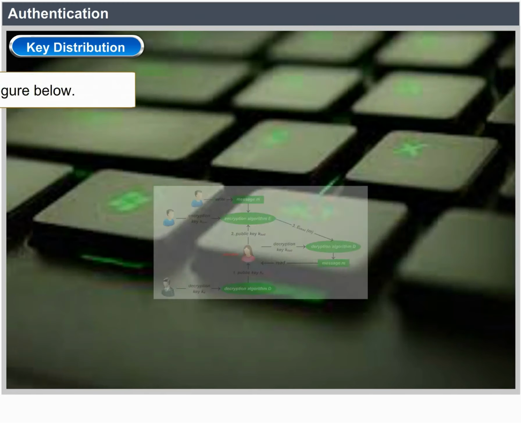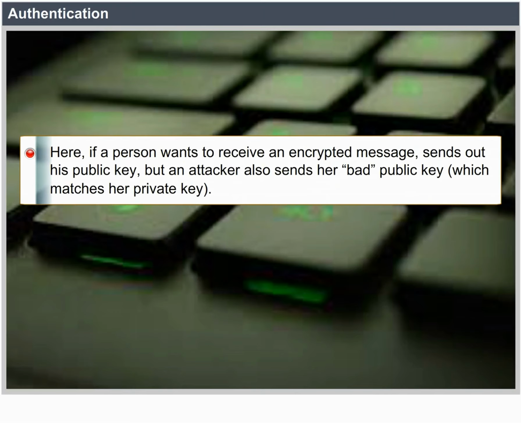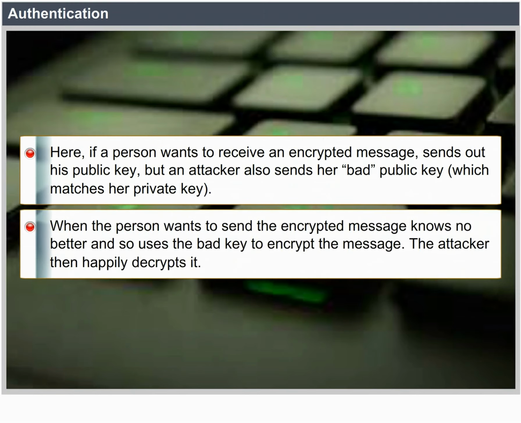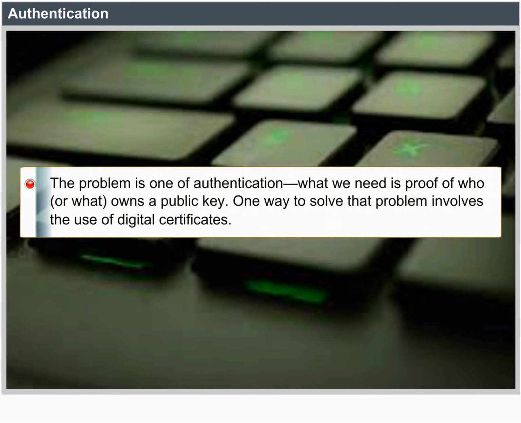Here the person who wants to receive an encrypted message sends out his public key, but an attacker also sends her bad public key which matches her private key. The person who wants to send the encrypted message knows no better and so uses the bad key to encrypt the message. The attacker then happily decrypts it. The problem is one of authentication. What we need is proof of who or what owns a public key.